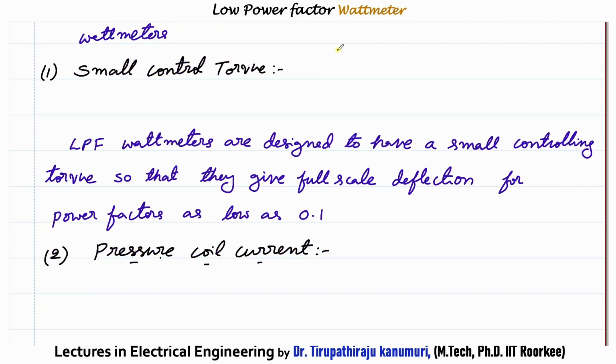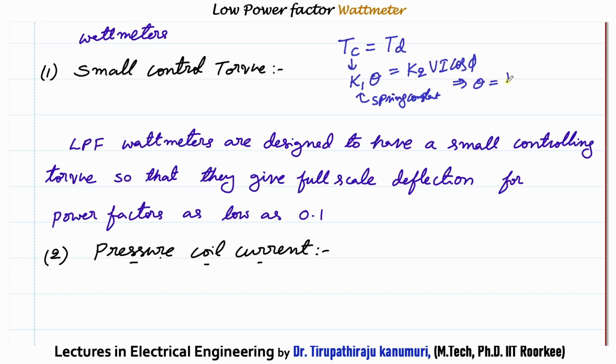We know that our instrument will come to the final steady state position when the value of TC is equal to the deflecting torque. Agreed? So this value of the TC is nothing but some constant K1 multiplied by theta. What is this K1? This is nothing but spring constant. So let us assume this TD, I am writing some constant K2 times V into I into cos phi. Let us take the ideal case to make it easy. From this I can tell the value of theta is K2 by K1 into V into I into cos phi.